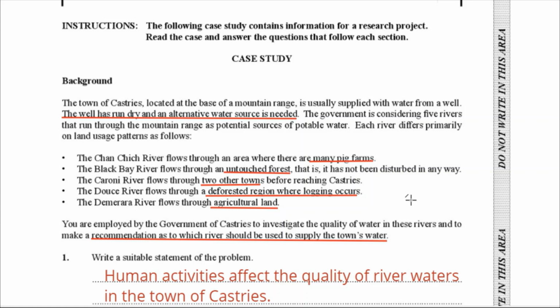So human activities, there are different types. So the pig farming, the actual town. So going back to the information I would have underlined: human activities affect the quality of river waters in the town of Castries. So that would be the statement of the problem.